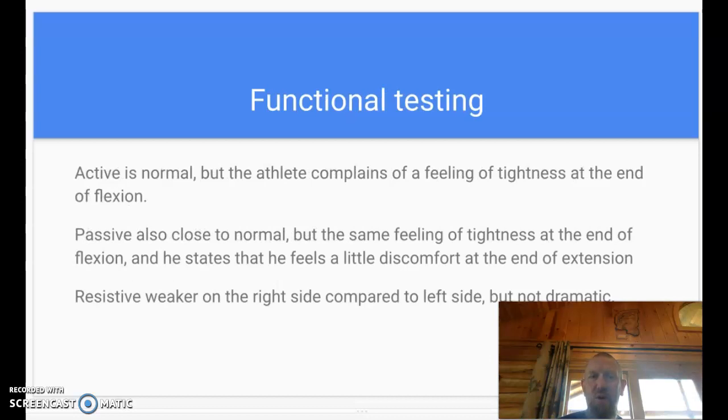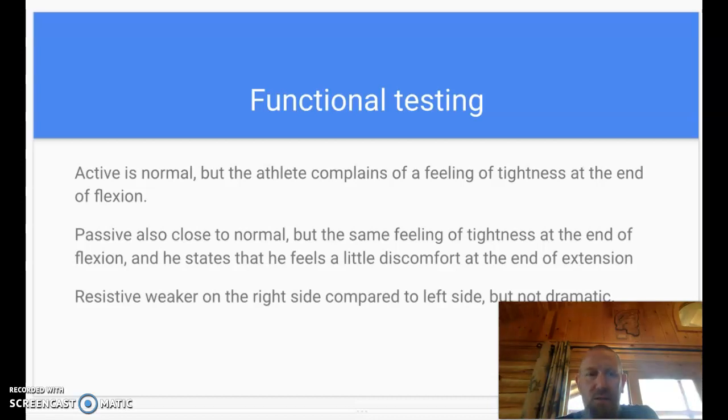Functional testing, active is normal. Athlete complains of a feeling of tightness at the end of flexion. So when an athlete has a knee effusion, they usually complain of tightness when they go into full flexion. It just stretches that swelling inside. They complain of the same thing with passive. So again, a feeling of tightness at the end of flexion as well with passive range of motion. And then there's just a slight decrease in strength, but nothing crazy when compared to the other side as far as resistive.